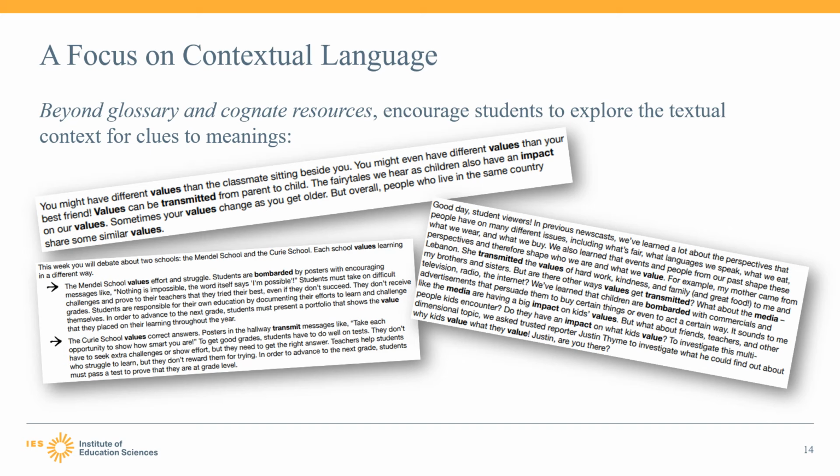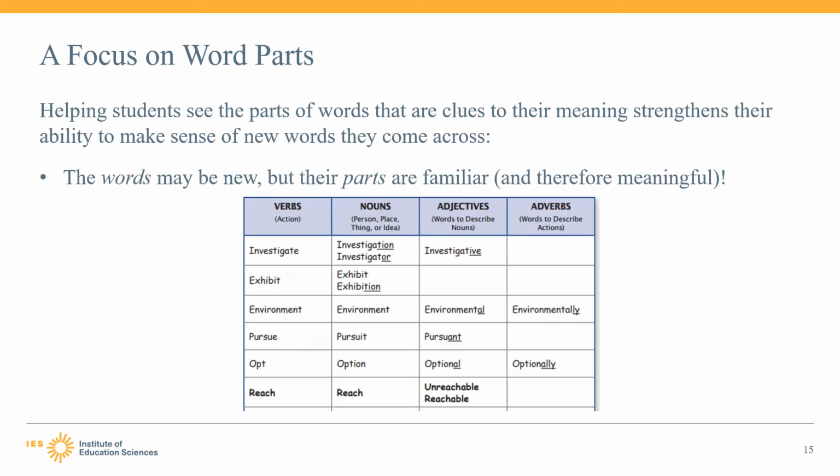Speaking of contexts, we also want to help students focus on contextual language. So beyond these glossary and cognate resources, you can encourage students to explore the textual context for clues to meanings. And this works well when words are repeated multiple times in texts, in target texts, which is something we emphasized in the first module, but also when texts are rich in content. Students are much better able to make use of that context and assign a reasonable meaning to a word that they can then continue to use.